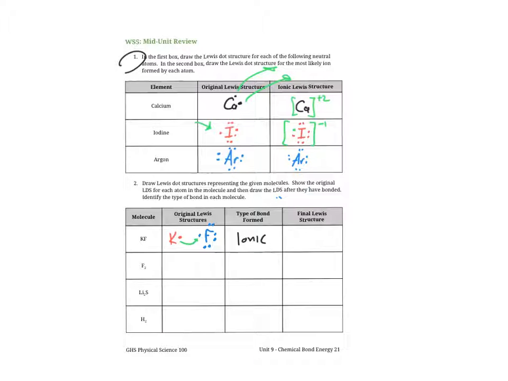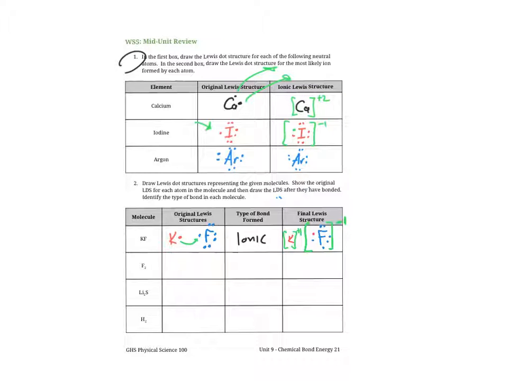So now I'm going to redraw my structure. I'm going to start with fluorine first. So that's going to be 1, 2, 3, 4, 5, 6, and 7, or 8 rather. So when I draw this, it gained 1 electron, so this is a -1. And when I draw my potassium, it lost an electron, so that's going to be a +1.